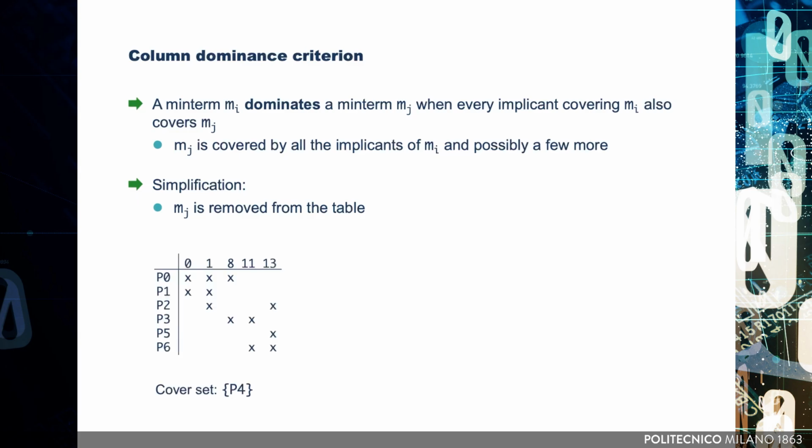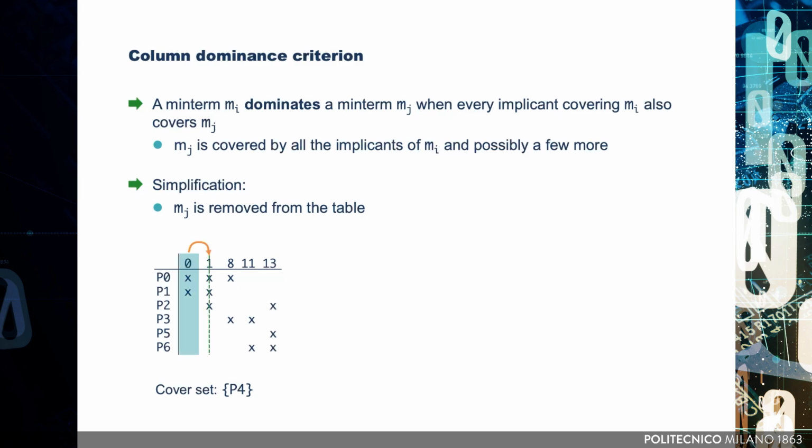Let's return to the previous example, this time ignoring the simplifications made using the row dominance criterion so that we have a complete table to demonstrate the concept. Minterm 0 is covered by P0 and P1. Minterm 1 is covered by P0, P1, and P2. This means that any decision we make to cover minterm 0, that means to select P0 or P1, will also cover minterm 1. On the contrary, if we were to choose P2 to cover minterm 1, we would still be forced to choose either P0 or P1 to cover minterm 0, resulting in a less optimal solution.